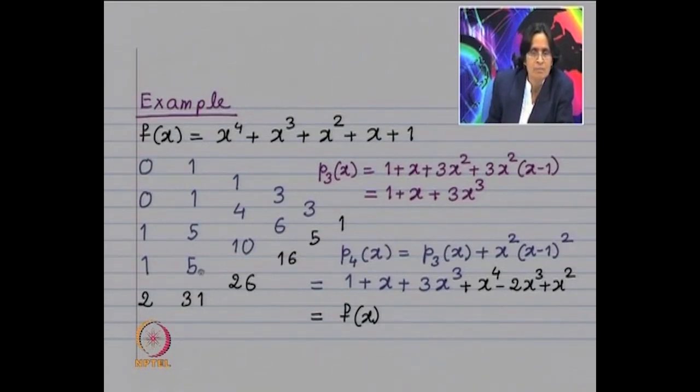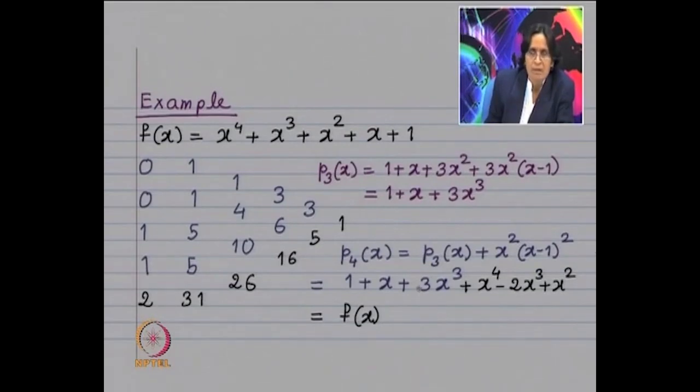This entry will be (31 minus 5) divided by (2 minus 1). This entry is (26 minus 10) divided by (2 minus 1). So, it is 16. Then you have (16 minus 6) divided by (2 minus 0). So, that is 5, and (5 minus 3) divided by (2 minus 0). So, that is 1. And now, P4(x) will be this P3(x) and then you add one more term. The coefficient of that term is 1 and then your interpolation points are 0, 0, 1, 1. So, that is x^2 into (x minus 1)^2.